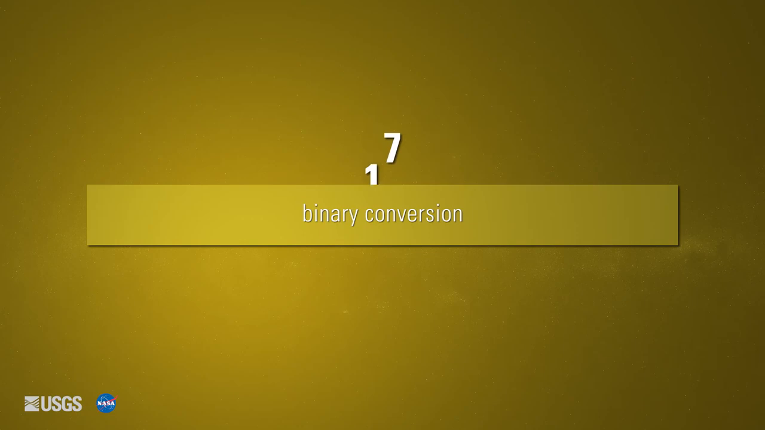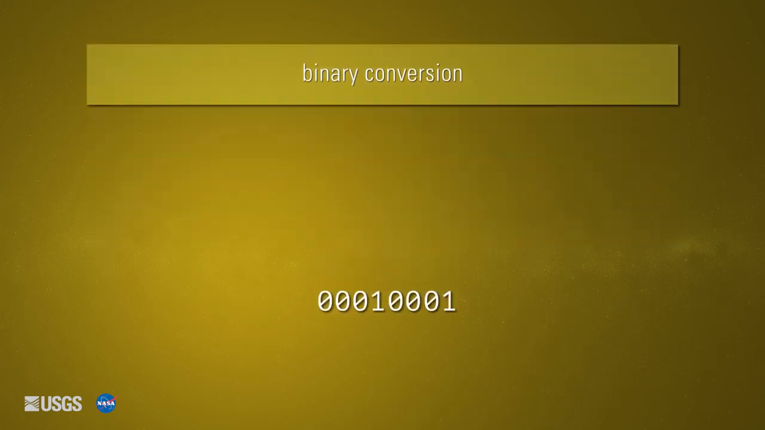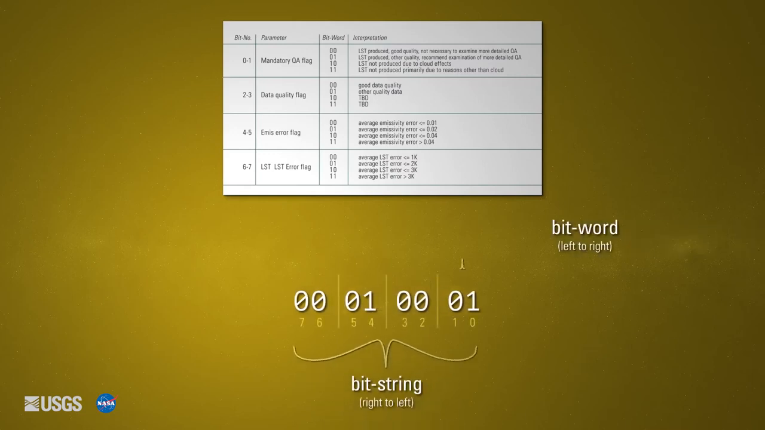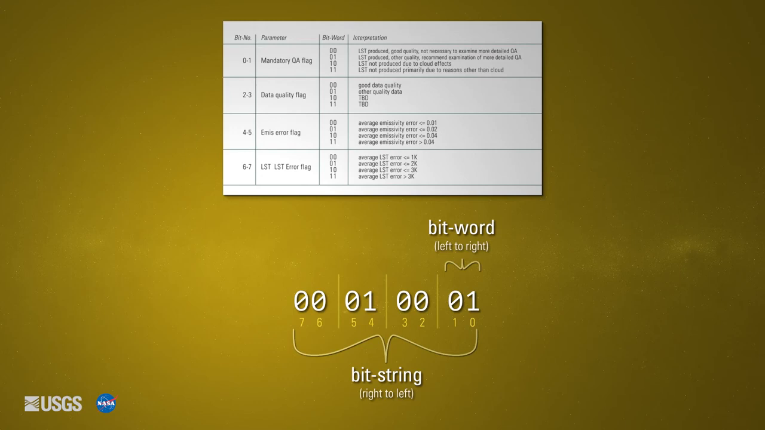This number will convert to this 8-bit binary value. This can be done using a calculator or conversion tool. Once the binary value is found, the value can be interpreted using the chart. The bit string is read from right to left. For example, the bit word for bit number 0 through 1, mandatory QA flags, is 01, which means the pixel produced with other quality. Recommend examination of more detailed QA. Bit number 2 through 3, the data quality flag, is identified using the bit word 00, which means the pixel is of good data quality. Follow the same pattern to interpret the additional bits.